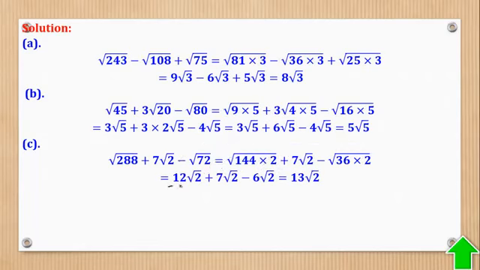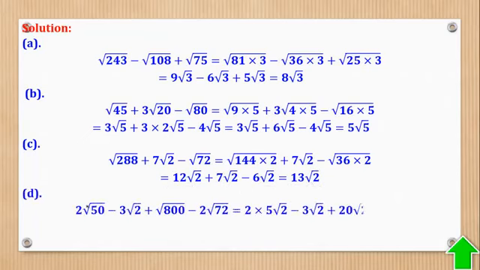Then you say 12 lots of root 2 plus 7 lots of root 2 minus 6 lots of root 2. What do you get? So 12 plus 7 is 19. 19 minus 6 is 13. That's what remains, 13 lots of root 2.